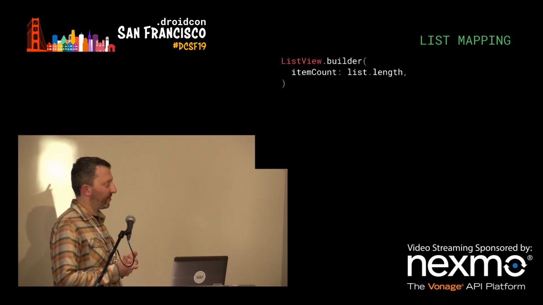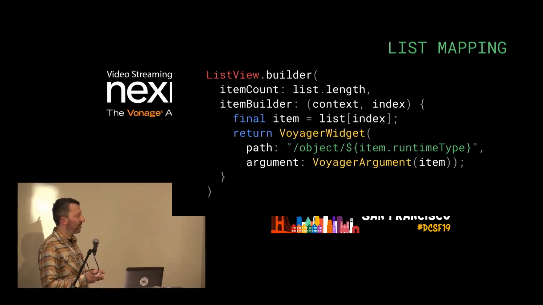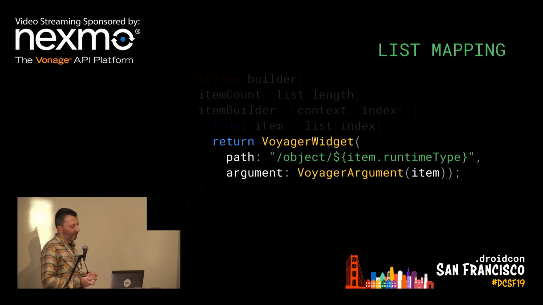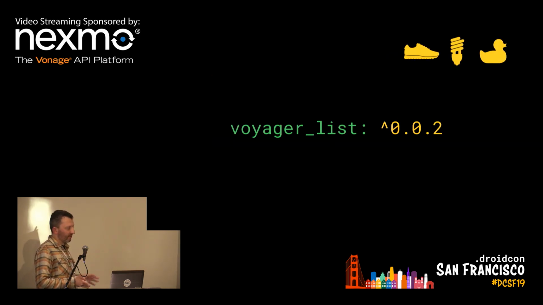We need to specify, obviously, the list length, but then the item builder looks like this. So we retrieve the item by the index, and then use the item's runtime type to supply the path, and use the item itself as an argument to the Voyager widget. And if you're interested more in this dynamic approach, there is an experimental library available at pub.dev, so please do check it out.